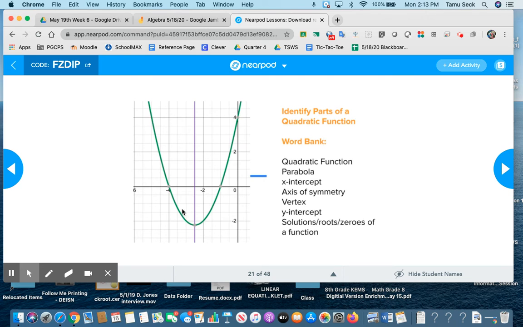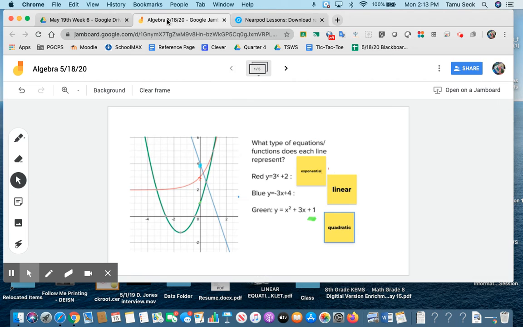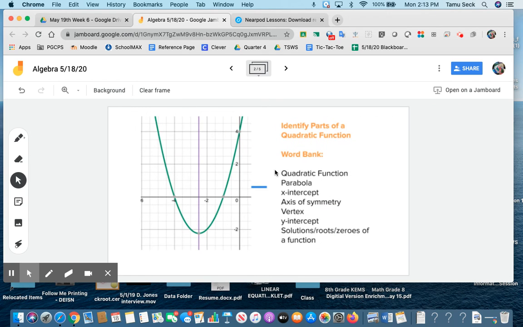So a quadratic function has different parts. So it has a parabola. A parabola means that it's U-shaped. It has an x-intercept. The x-intercept is actually right here. The x-intercept is at -4 and at -1. It has two x-intercepts. So it has an x-intercept at -4 and at -1.